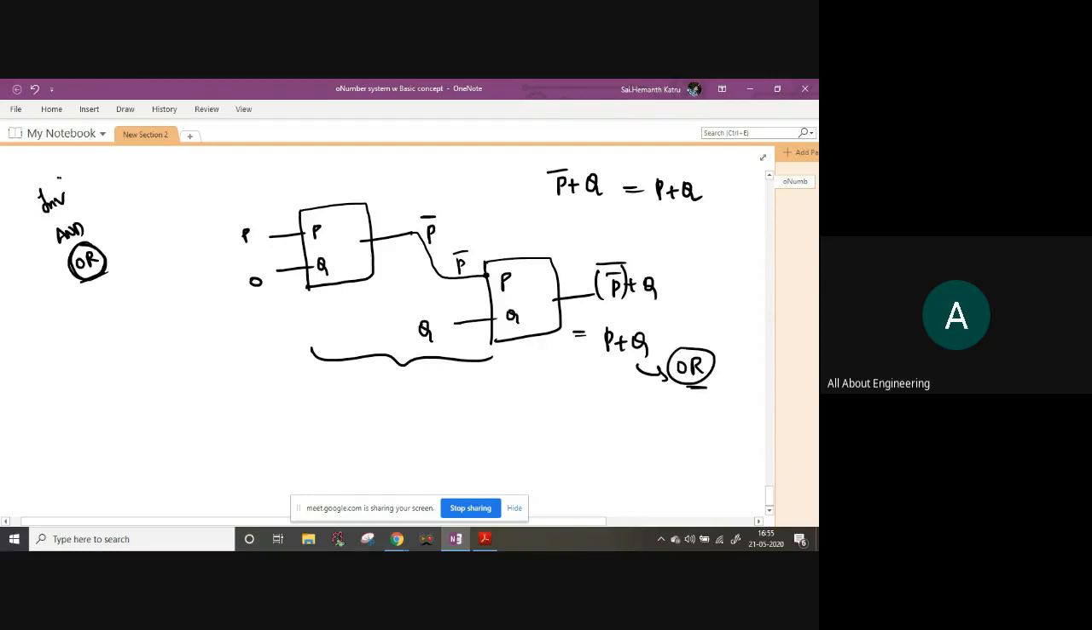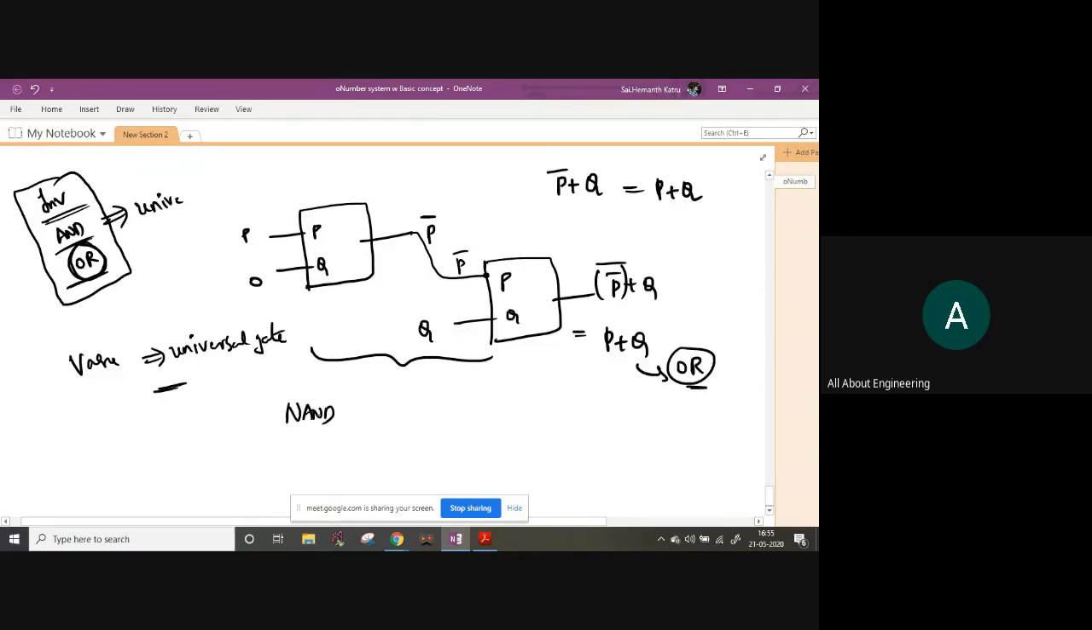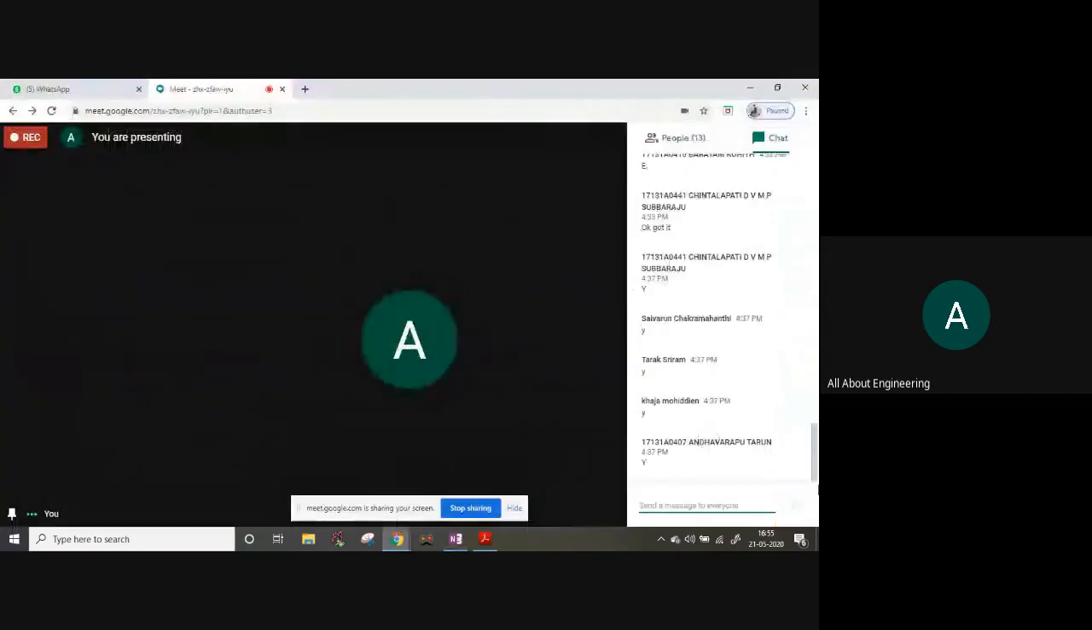So now, once you are able to get the inverter and the OR operation, it's called a universal gate. So now this gate can be called a universal gate. So now you tell me whether only NAND and OR, or any other possibilities, can give a universal gate. Now it's your turn to ask any doubts so far. So far you are clear or not? Are you clear with the topic so far?